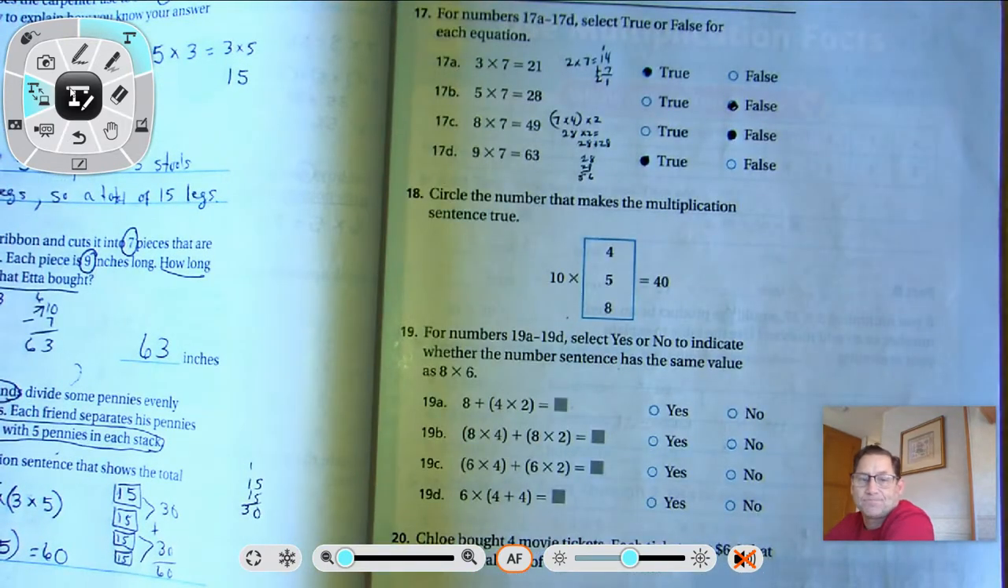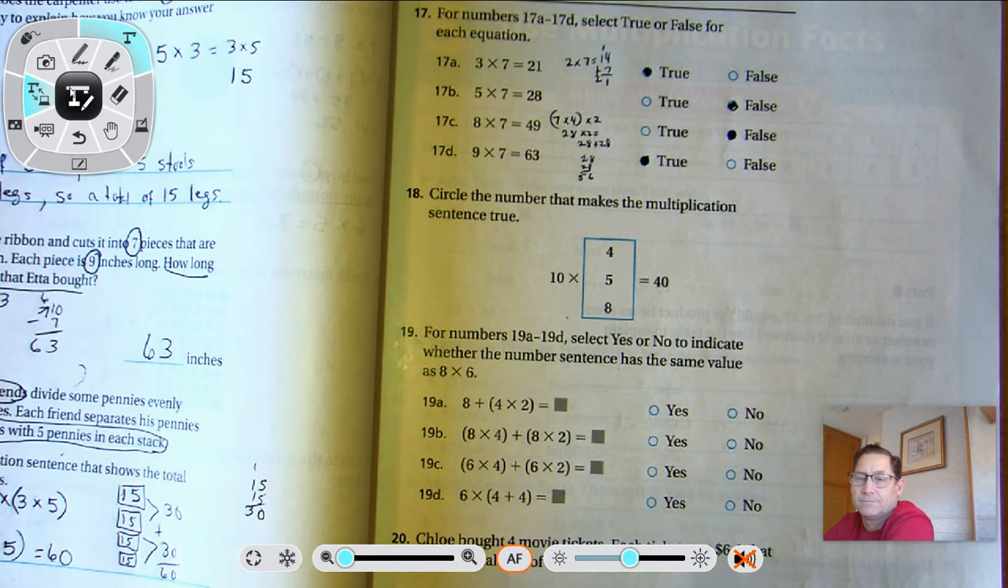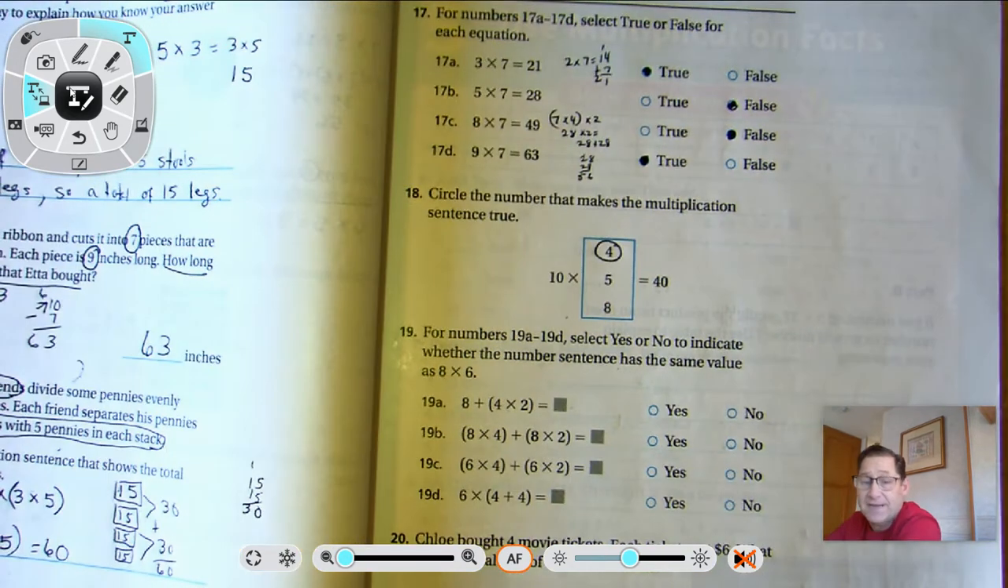Number 18. Circle the number that makes the multiplication sentence true. 10 times what is 40? 4. 4 sets of 10 is 40.